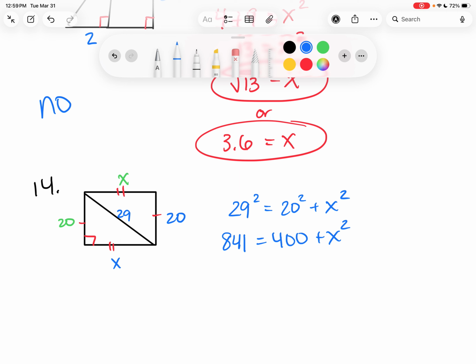So what does that give me? 441 is equal to x squared. Then x is equal to 21, because you take the square root of 441 and that comes out to 21. Is this a Pythagorean triple? Yes.